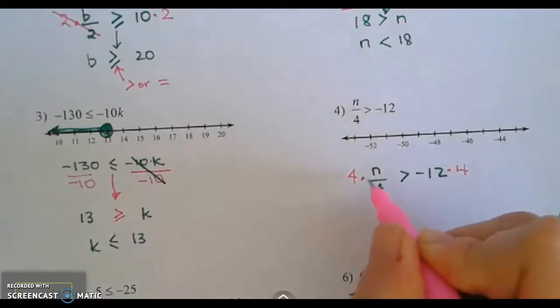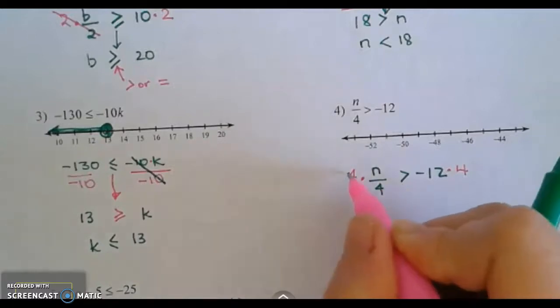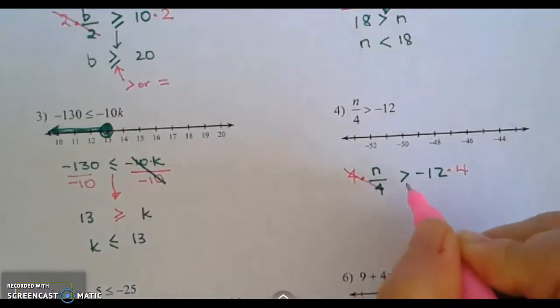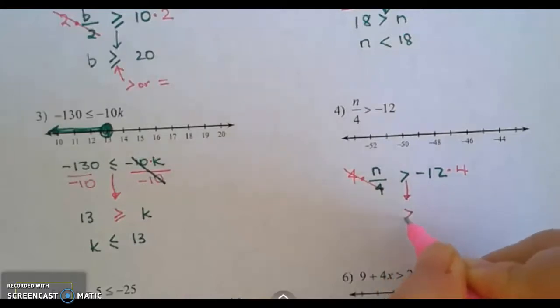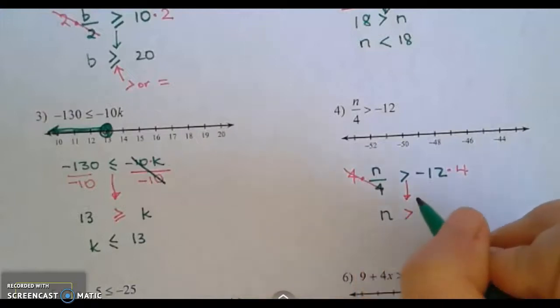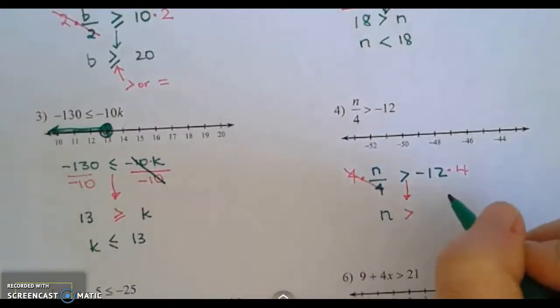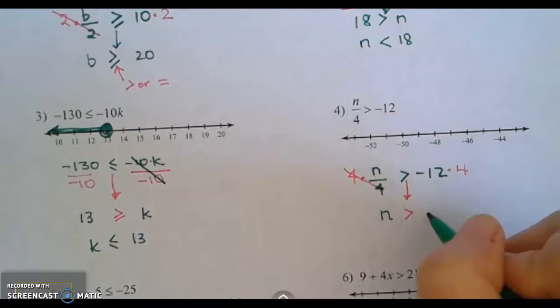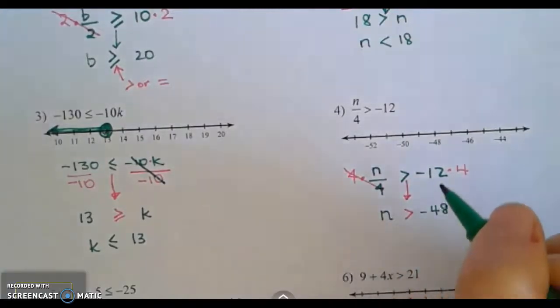And because I am multiplying by a positive number, the inequality stays the same. It gets preserved and it stays the same, opening to the left. And on the left hand side is n, because 4 divided by 4 cancels out. Negative 12 times 4 is negative 48. So n is greater than negative 48.